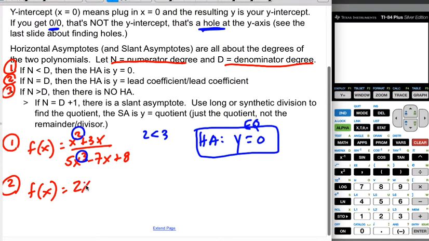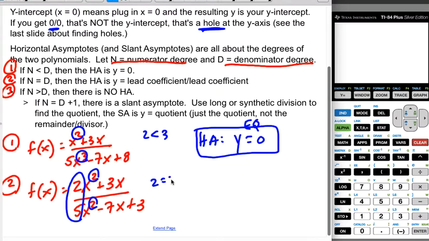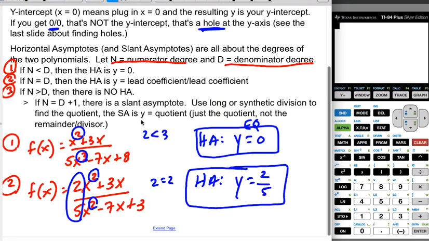So let's go ahead and make up a different one. Let's say I have 2x squared plus 3x over 5x squared minus 7x plus 3. Great. Since these are the same degree, my horizontal asymptote is just the fraction of the leading coefficients. So my horizontal asymptote is just y equals 2/5. Right? And so that's what it says here: lead coefficient over lead coefficient.